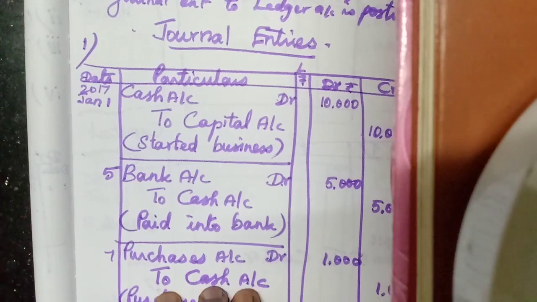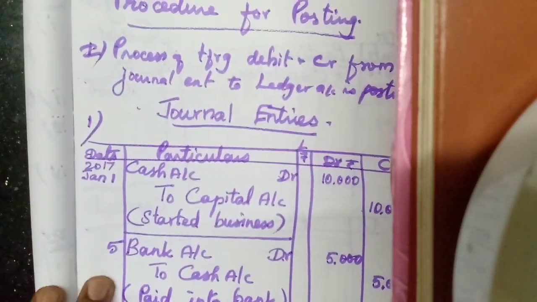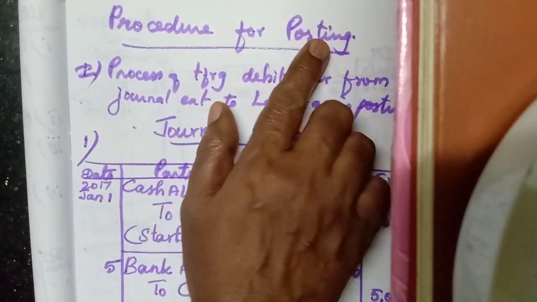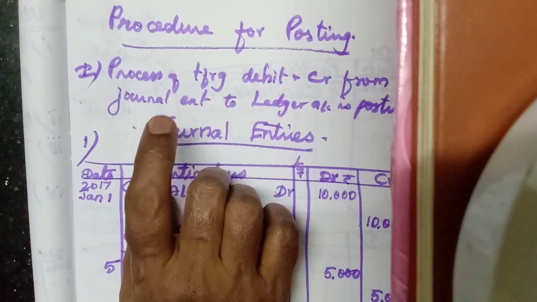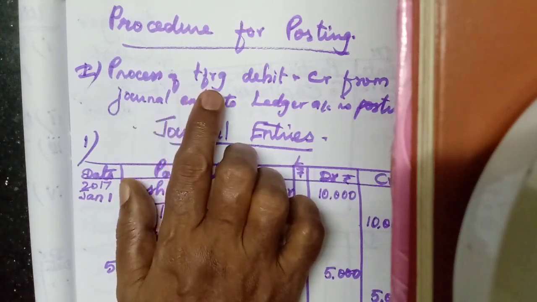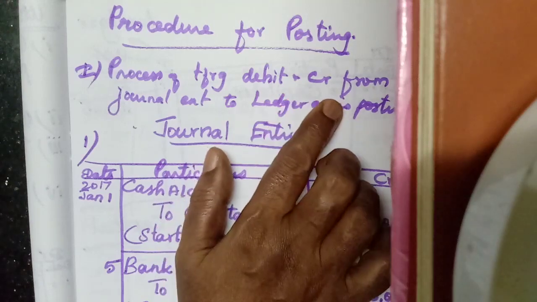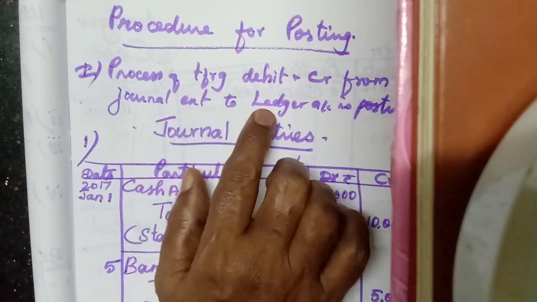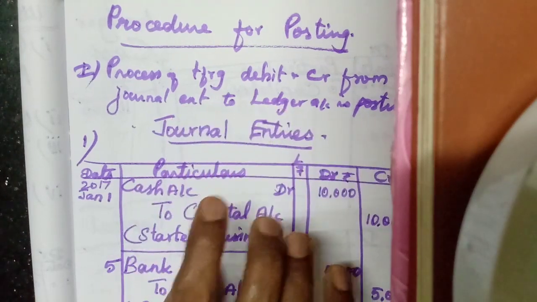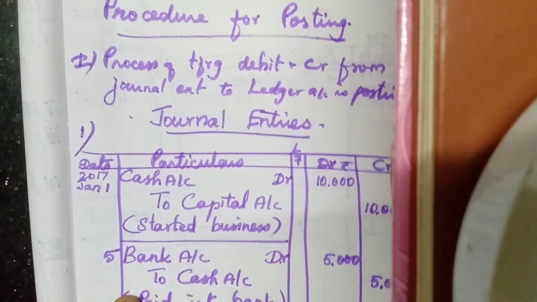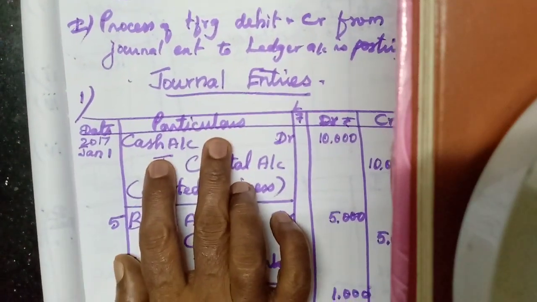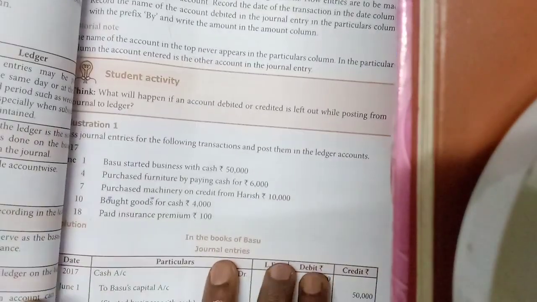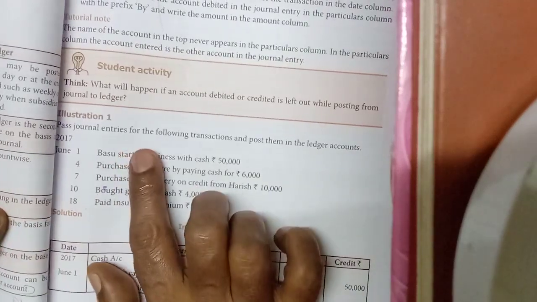Now we will learn the procedure for posting. What is the procedure for posting in the ledger account? First we should know the meaning of posting. What is posting? Posting is the process of transferring the debit and credit aspects, or debit and credit items, from the journal entries to the ledger accounts. Before doing the exercise, I want to explain illustration one.